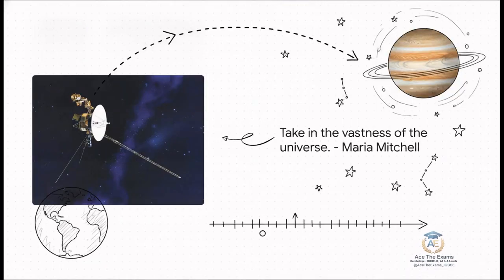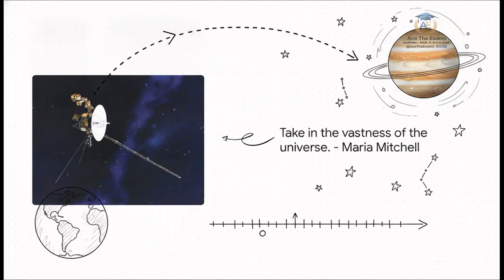To get our minds in gear, I want you to picture this. Consider a spacecraft leaving Earth, heading on a journey directly towards Jupiter. Its initial direction is aimed perfectly at the gas giant, but does it actually travel in a perfectly straight line? Well, as Maria Mitchell so beautifully put it, we shouldn't just look at stars as bright spots. We need to take in the vastness of the universe.